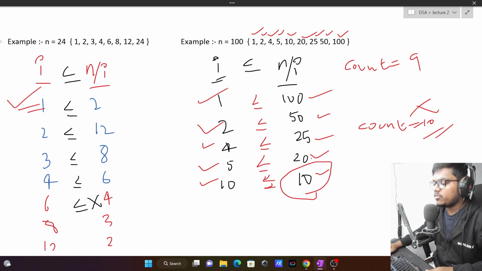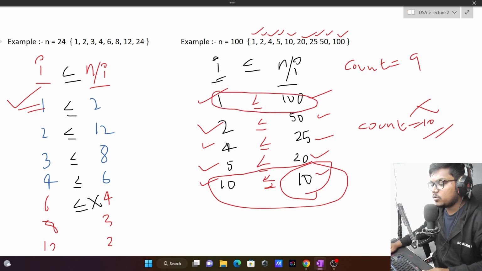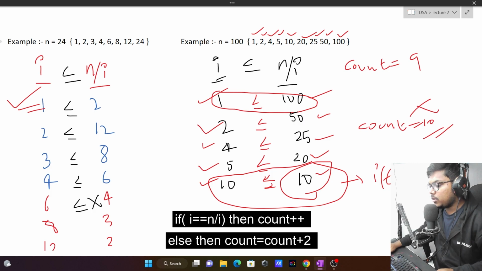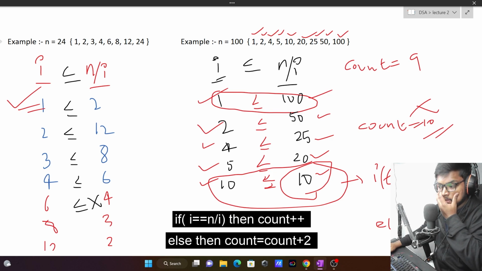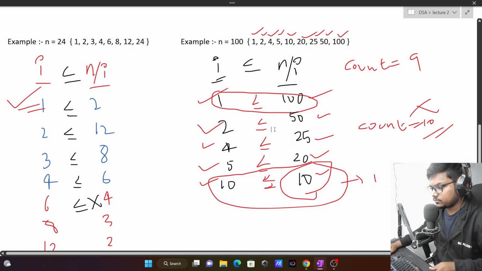Then what do I have to do? I have to check this condition, right? If i is equal to n by i, then I have to count only one time. If i is not equal to n by i, then I count 2 times. Else count 2 times, right? Then we get the right answer. Can we get the right answer? Yes, we can get the right answer.